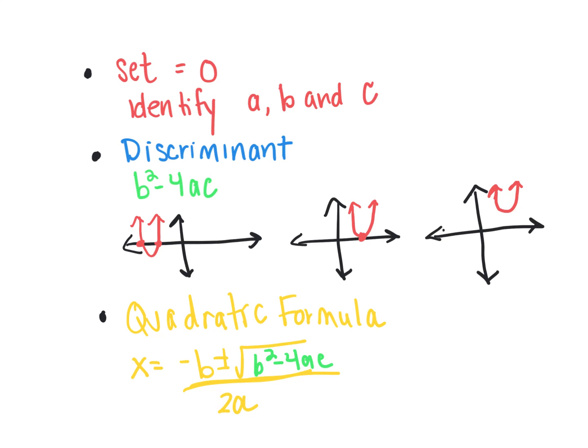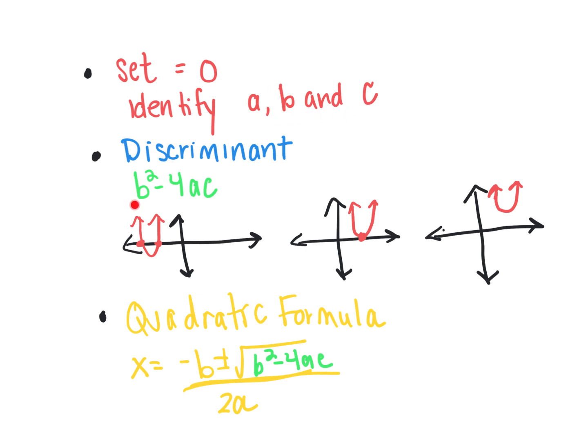We are at the point now where we are ready to put together step 1 and step 2 and finish out problems using the quadratic formula. So just as a review, after we have determined that we have a quadratic equation, the first thing that we want to do is set the equation equal to 0, and then we want to identify the a, the b, and the c.